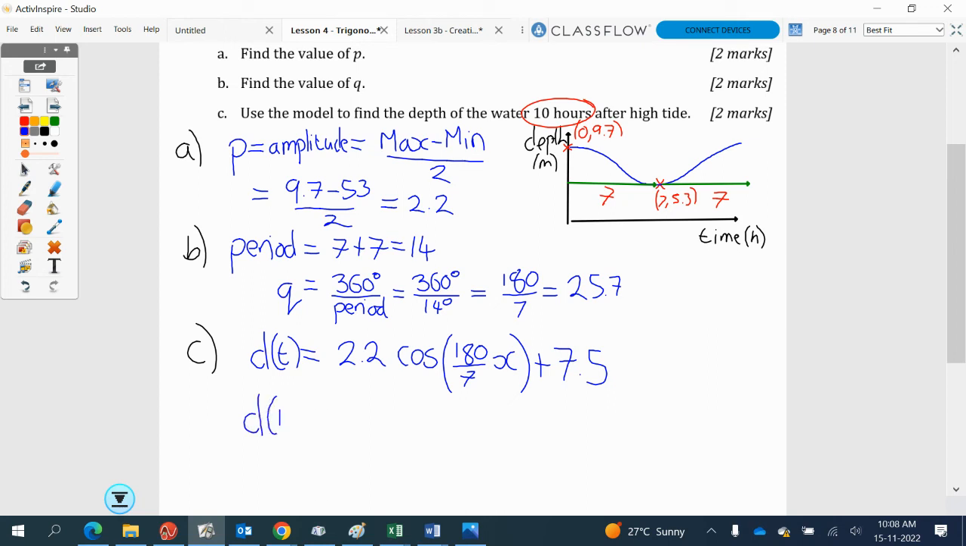So we've got d of 10. So we need to put 2.2 times the cosine of 180 over 7 times 10 plus 7.5. We can type that into our calculator. It'll tell us that the time is going to be, let me just calculate that. After 10 hours, the depth is going to be 7.01 meters, I believe.